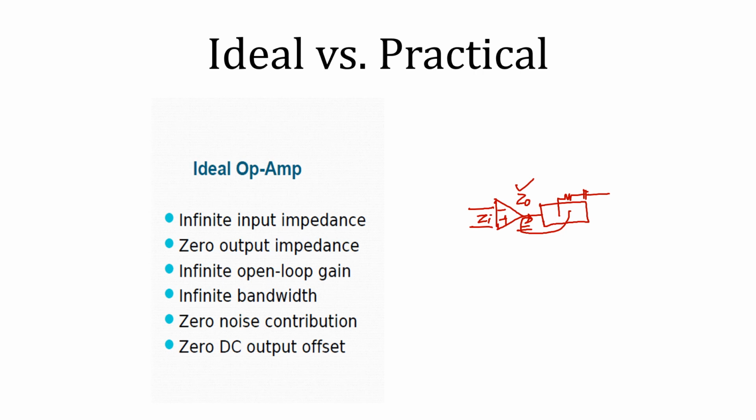Another ideal characteristic is infinite open loop gain. We expect that the gain should be very high, so we can amplify signals like microvolts. Next is that bandwidth should be infinite. We can operate at any frequency. That is, the operational amplifier should be usable from DC, that is 0 Hertz, up to megahertz or even gigahertz. That is the meaning of infinite bandwidth. We will see practically whether all these things are possible or not, but these are ideal characteristics.